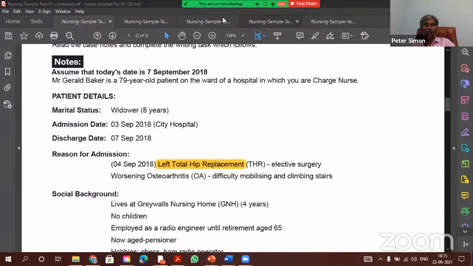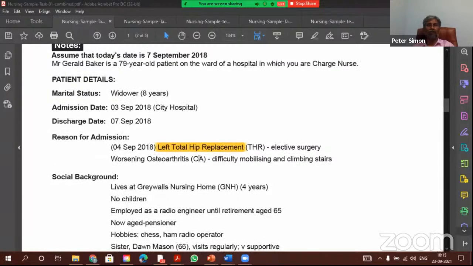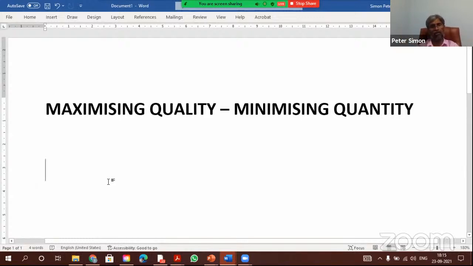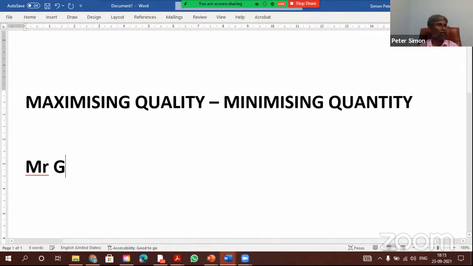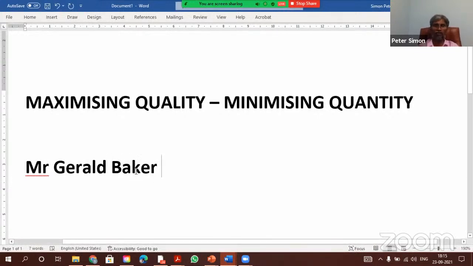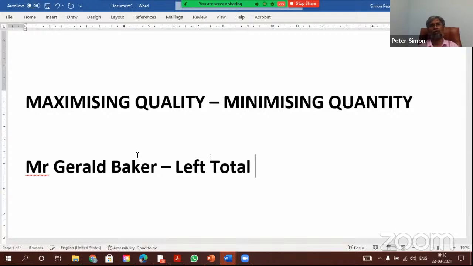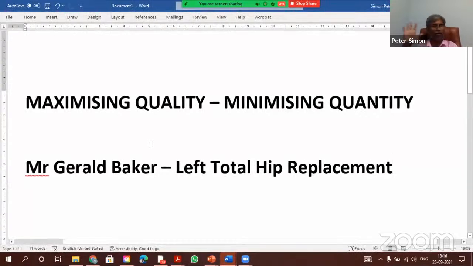Yes, very good. The strength is increasing gradually. By the time it's evening, everyone will come. So now, how are you going to write this sentence? Here, two things are there. Number one is Mr. Gerald Baker. Then next one is left total hip replacement.